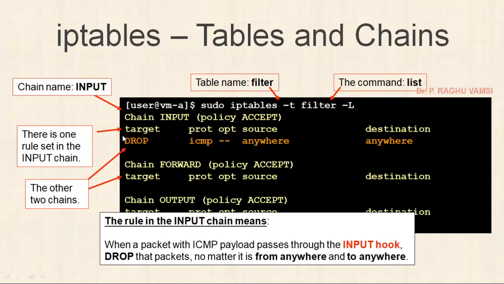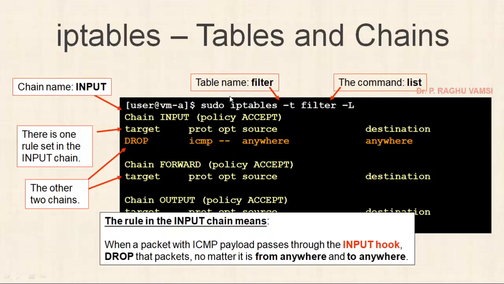Here the command is drop, and the type of traffic to be dropped is here: the protocol type is ICMP, and the source is anywhere, from anywhere to anywhere. If any ICMP is coming from any IP to any IP, and the ICMP echo request is coming, then that request will be dropped. So the other two chains will be like this.